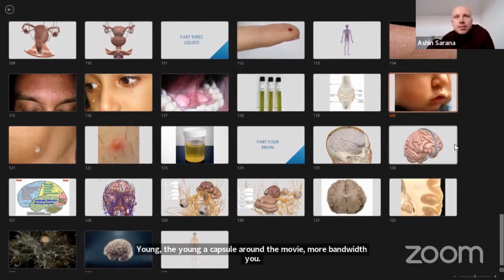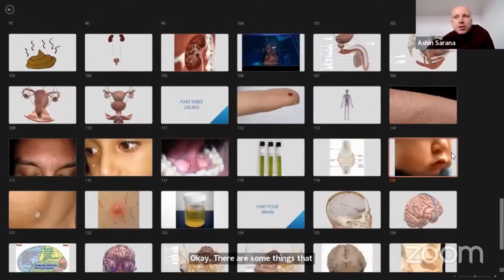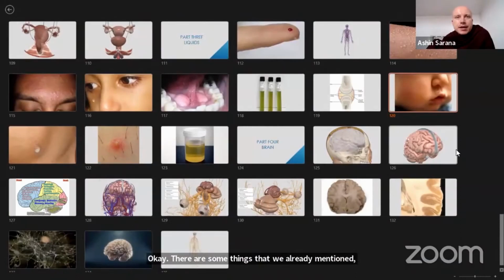Okay, there are some things that we already mentioned which are also liquids, and that is, for example, fat. Fat is considered by the Buddha as liquid, although we went through it in the layers. But when you're considering liquids, you can take fat again because it's liquid.